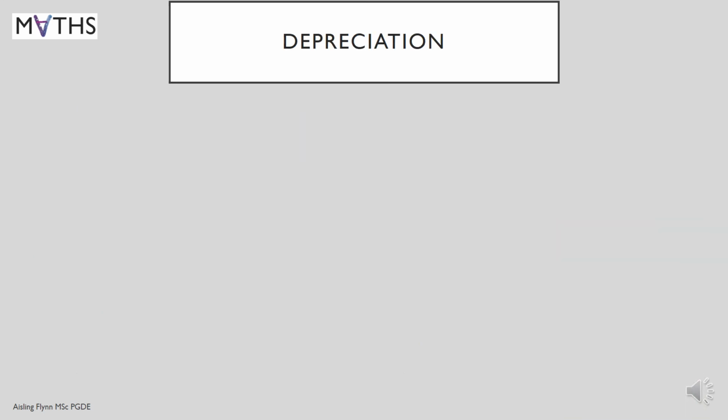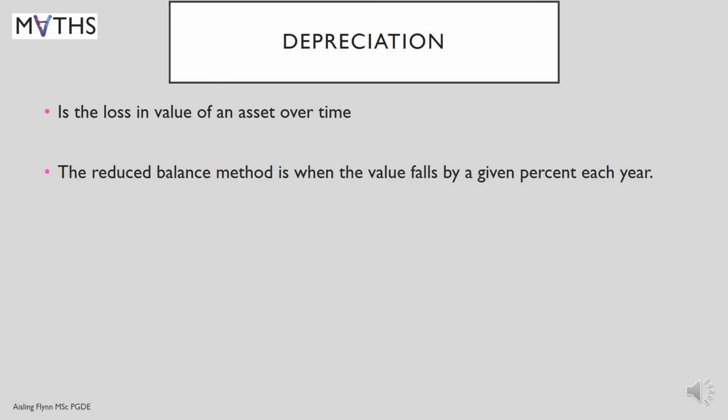Okay, now depreciation. So this is closely linked to compound interest, it's kind of like the reverse. Depreciation is the loss in value of an asset over time. So an asset is something that a business owns, for example, vehicles or a piece of machinery, and often when they're bought new, after 1 year they're not worth so much because they've been used a lot. So their value decreases over time. The reduced balance method is when the value falls by a given percent each year.